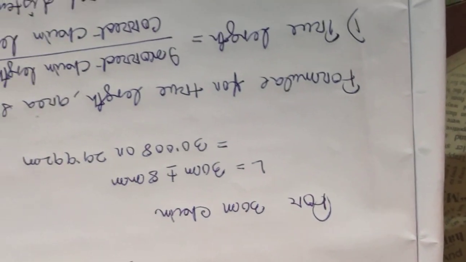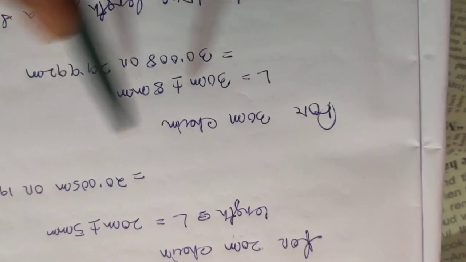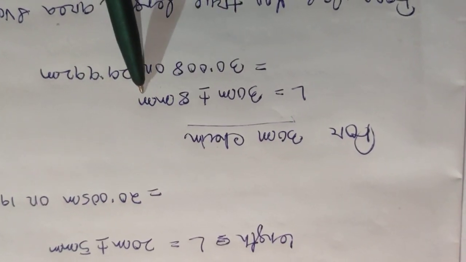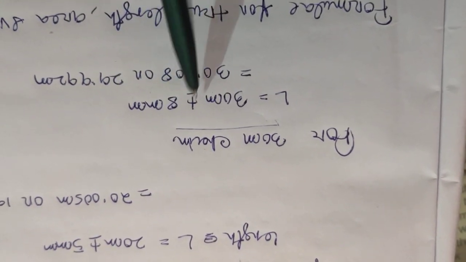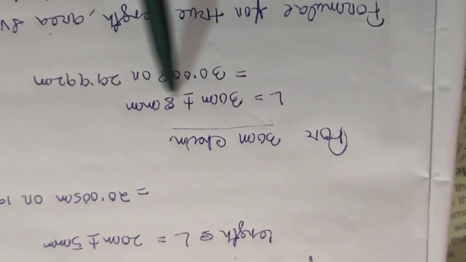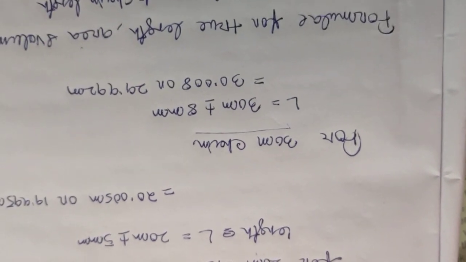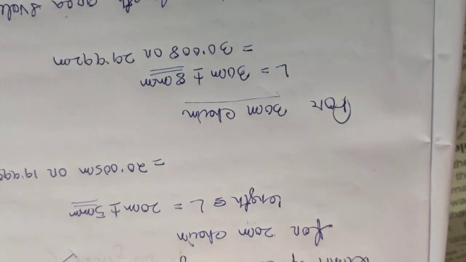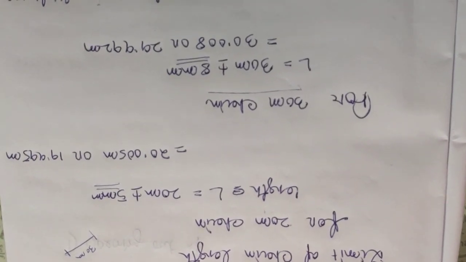Just like that, if the chain is of 30 meter length, then the maximum correction that we can apply is 8 millimeter. This is the maximum amount of correction that we can apply. It can be plus or minus. If it is plus, then the final length becomes 30.00 meter, and if it is minus, then it becomes 29.992 meter. So these are the maximum amount of corrections, 8 millimeter and 5 millimeter. These are the correction limits, actually we can say, that we can apply on defective chains.